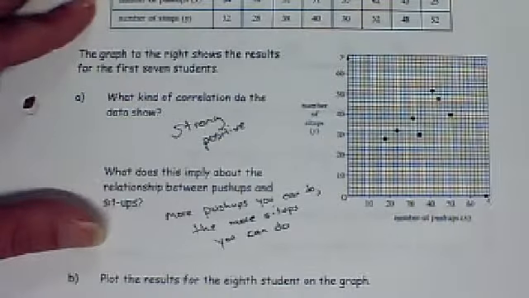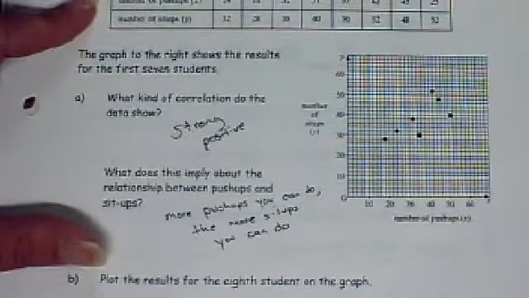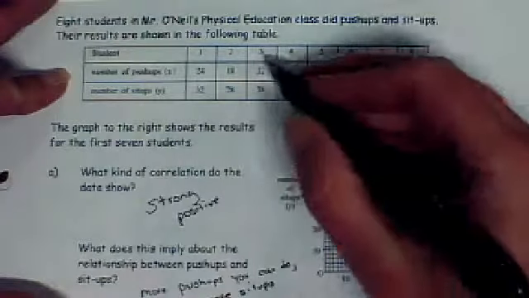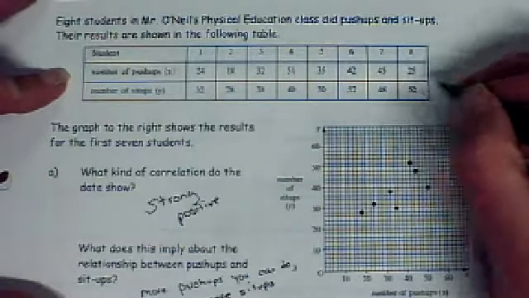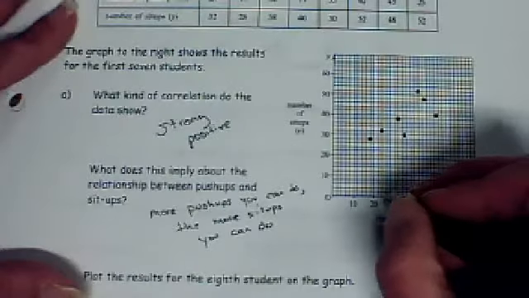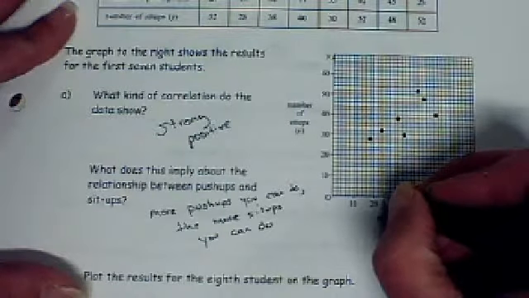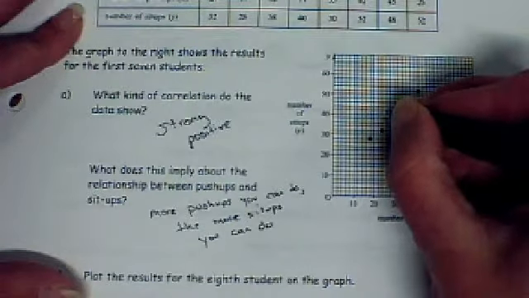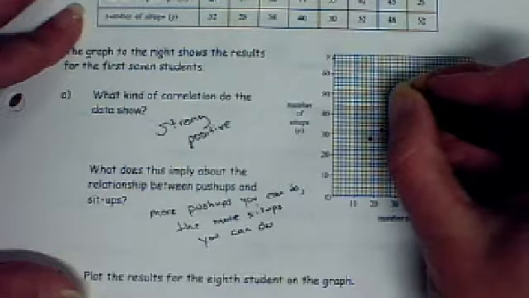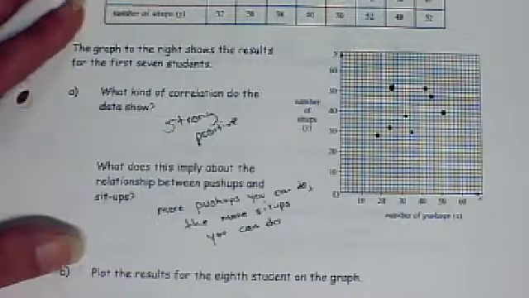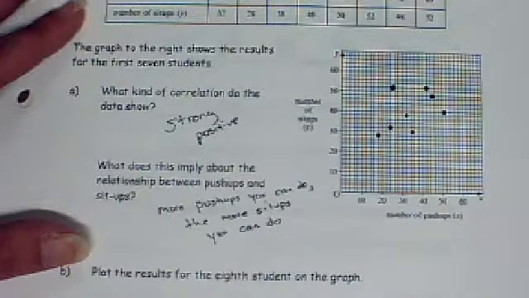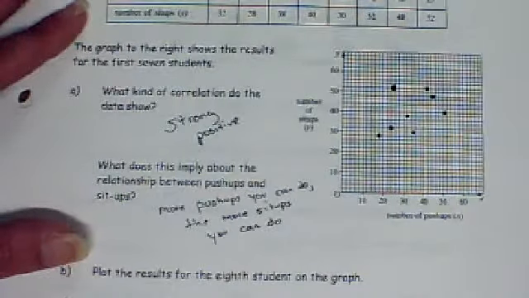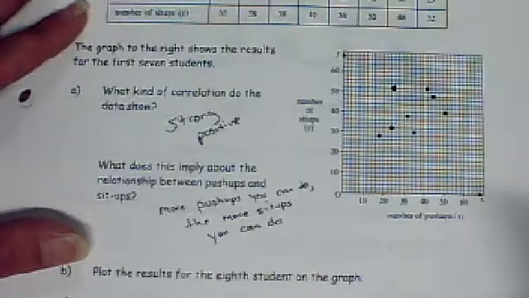Now plot the results for the 8th student on the graph. So the 8th student, here's the student numbers, is 25, 52. So here's 25, and here's 52. Now what has happened? Plotting that 8th student really did make it a little bit more spread out.